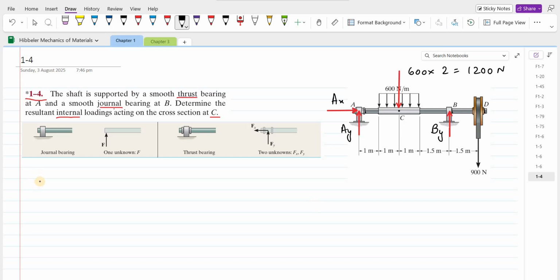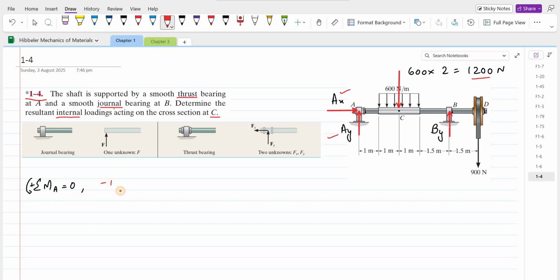So my first equation is summation of moments at point A equals 0. I am considering counterclockwise direction as positive. Since the line of action of AX and AY is passing through the point A, these two forces do not have any moment with respect to the point A. So AX and AY will not produce any moment about the point A. This 1200 newton force is trying to rotate the shaft in clockwise direction about the point A. So the moment produced by this 1200 newton force will be taken as negative.